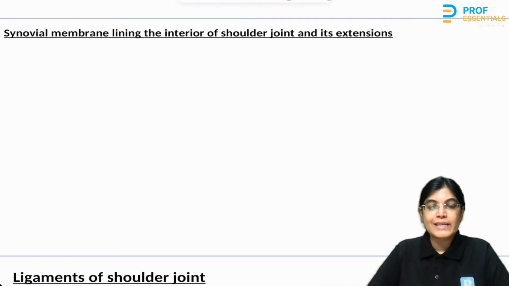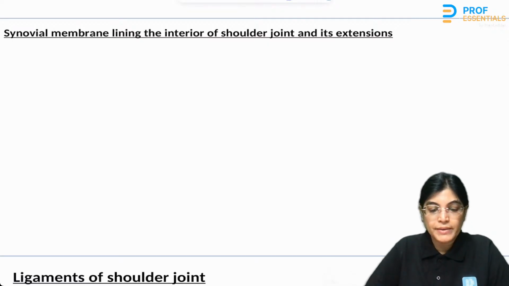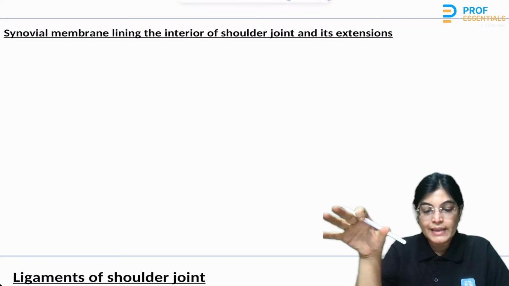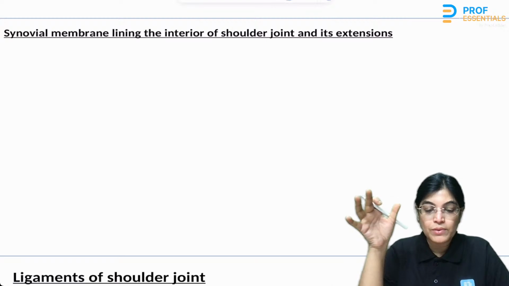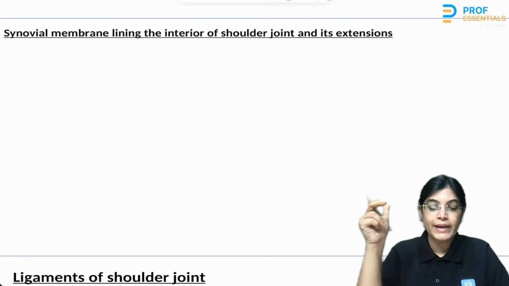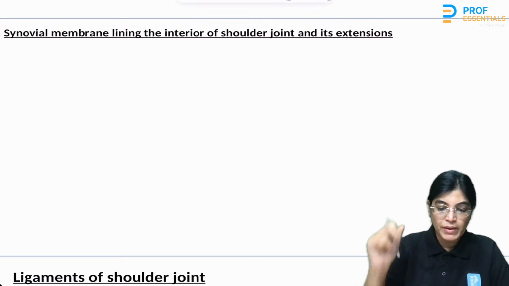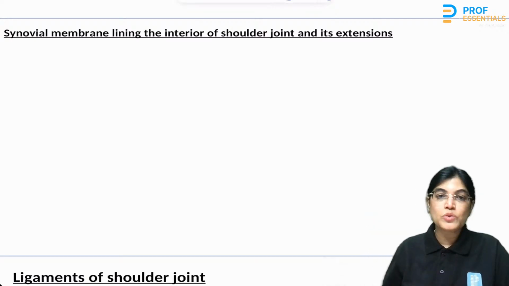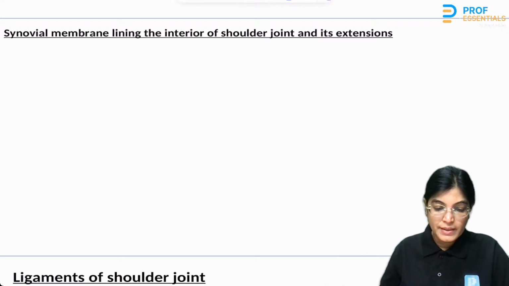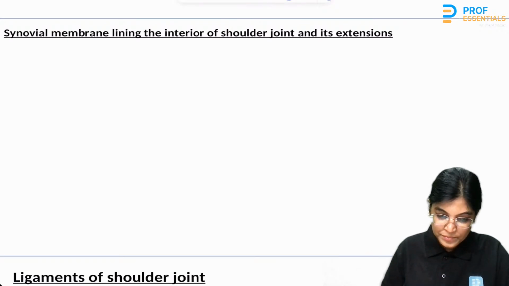is showing its extension. So we have seen the synovial membrane is lining the inner aspect of the fibrous capsule, it is extending anteriorly to the subscapular bursa, and it is also forming a sheath around the long head of biceps brachii. So we can make a simple diagram for showing the extensions of synovial membrane lining the interior of the shoulder joint. So again, I will make a simple diagram.